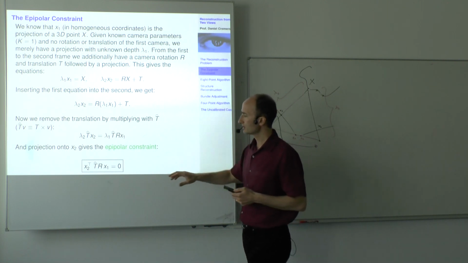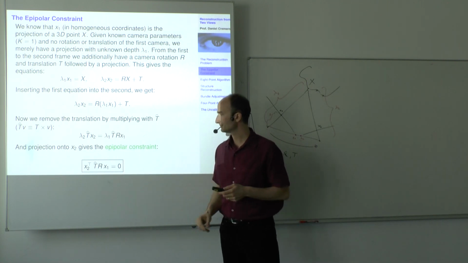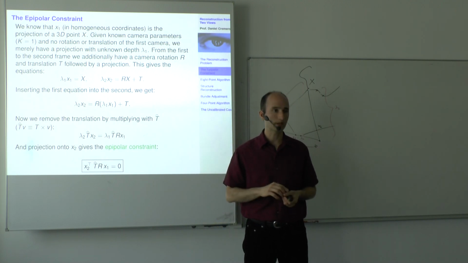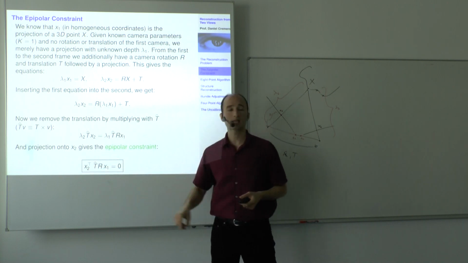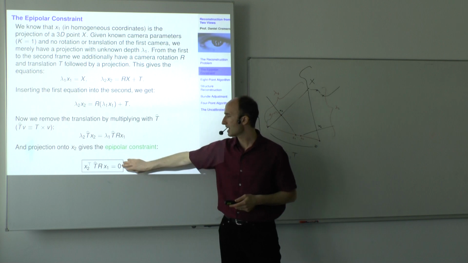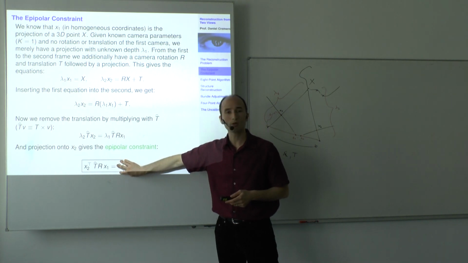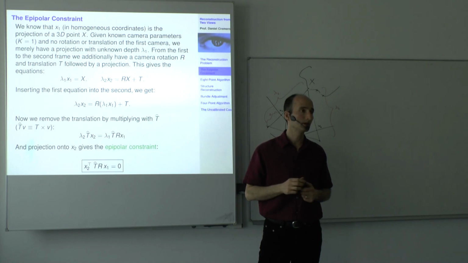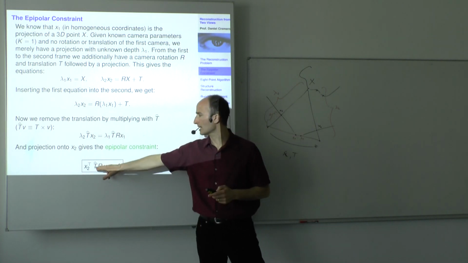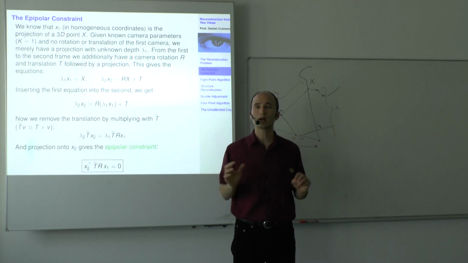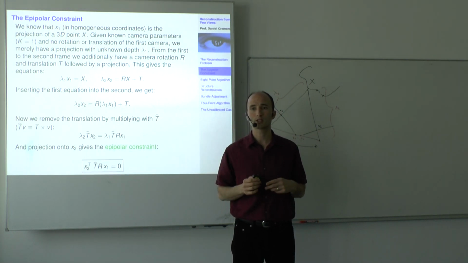This constraint is called the epipolar constraint. It is a constraint that couples 2D parameters that we have observed and camera parameters. And so the idea is that if we have enough of those epipolar constraints, one for each observed 3D point, then we can estimate the camera motion that is consistent with these constraints without ever considering 3D locations.